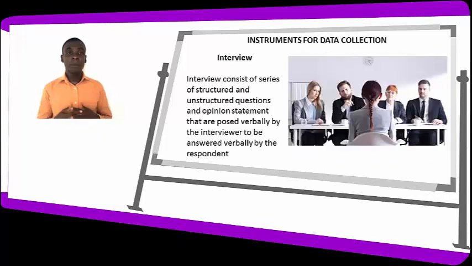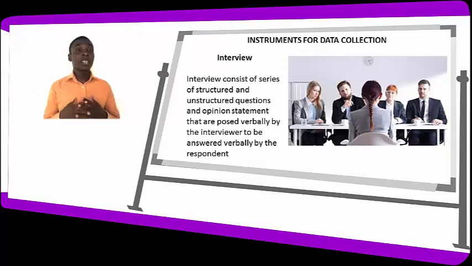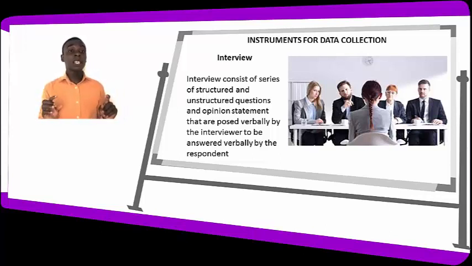Interview consists of a series of structured and unstructured questions and opinion statements that are verbally asked by the interviewer, to be answered verbally also by the respondent. So the two of them are asking questions and getting answers verbally. The interviewer asks the question verbally and the respondent gives back the answer verbally to the interviewer.